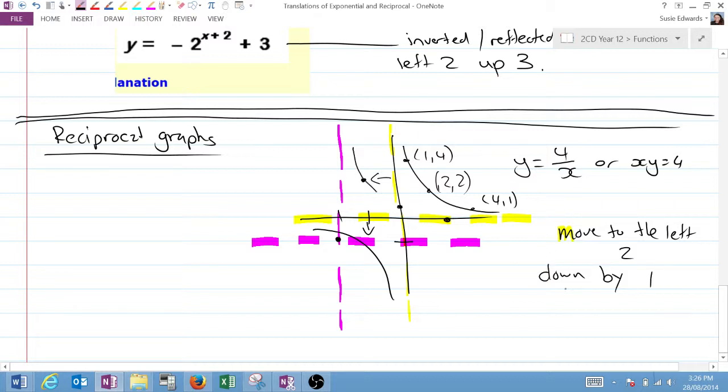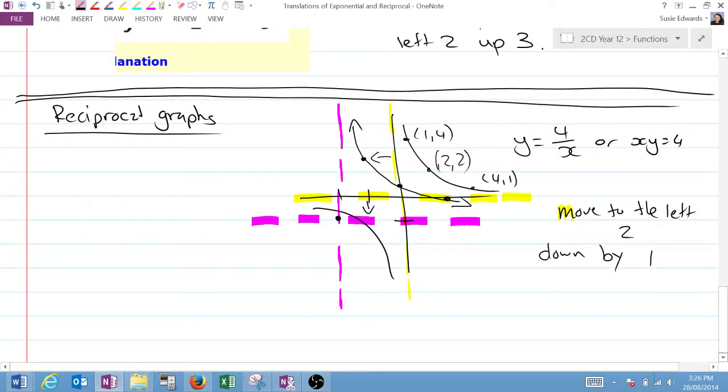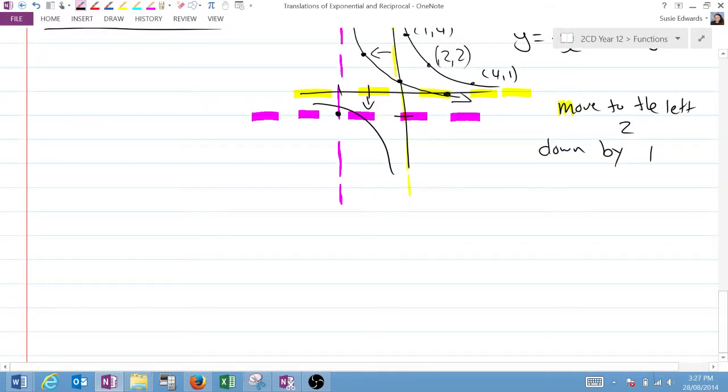But you can then sketch that line and the other line as well. But most of these we're not actually talking about sketching, you're just being asked how it's translated. So let's have a look at some different rules.